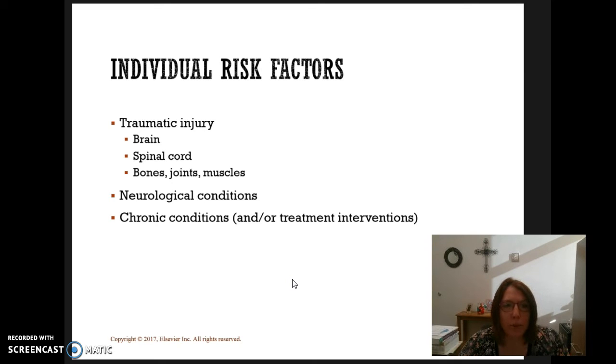I want to pull out a few of the age-specific differences here, and this is all in your book for you to read. But children, remember, you're in your assessment class, you probably are going to learn, if you haven't already, about the different developmental stages.